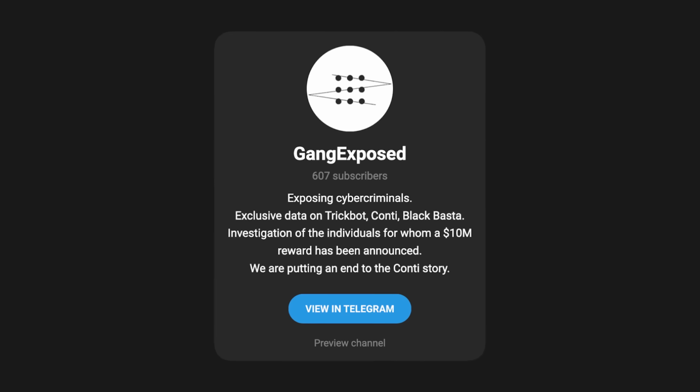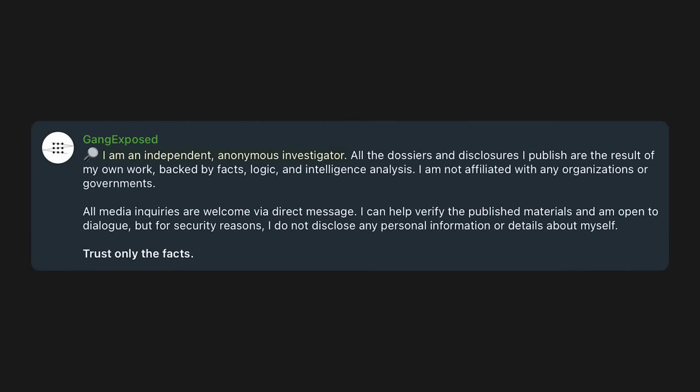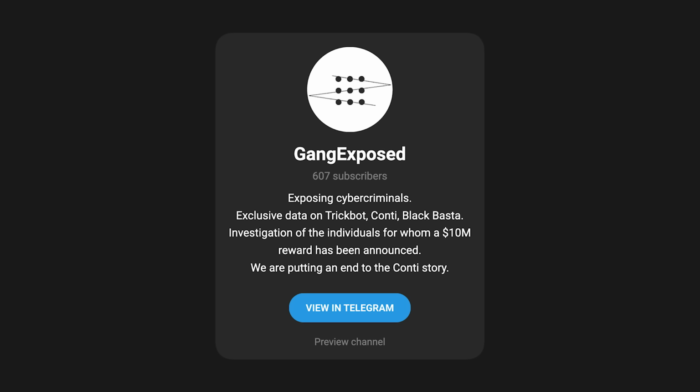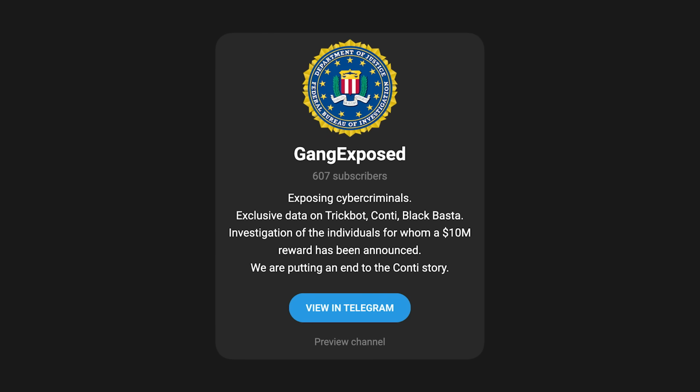But who's behind this mysterious persona? He claims to be an independent, anonymous investigator, not affiliated with any organizations or governments. And strangely, he's made it very clear that he has no interest in claiming those multi-million-dollar bounties put out by the feds, leading some to think that he might be an ex-member of these groups, perhaps with a bit of a grudge against his former bosses. Or maybe it's a three-letter agency behind Gang Exposed, just attempting to sow mistrust amongst Russian cybercriminals.